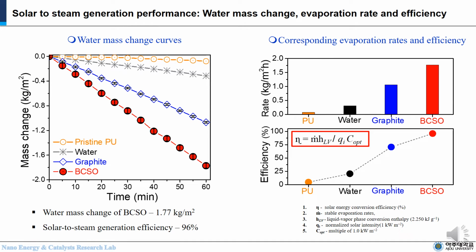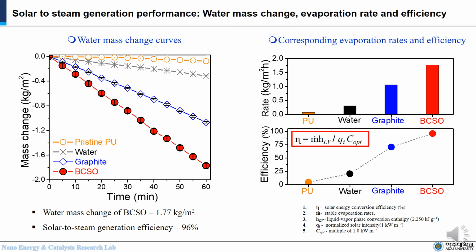Solar steam generation performance. After preparing the solar desalination setup, the water evaporation performance of the BCSO nanosheets was evaluated by measuring the time-dependent mass change under simulated sunlight illumination of one sun. 4 samples, that is bulk water, pristine PU substrate, BCSO coated PU sponge substrate and graphite coated PU sponge substrate, were tested for comparison. The graphite coated PU sponge substrate is taken as a control sample.